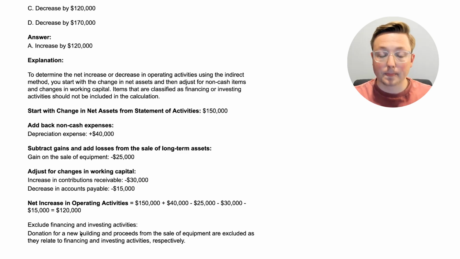The donation for the new building, that's a financing activity, and the proceeds from the sale of equipment is an investing activity. So this was kind of a refresher on how the indirect method works for the statement of cash flows. It's very similar to how you do it for a for-profit entity. Now let's go to the last question.